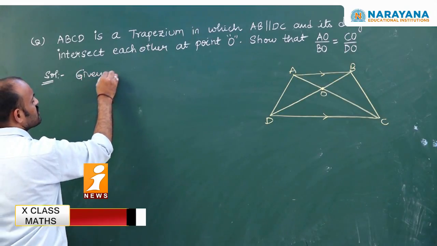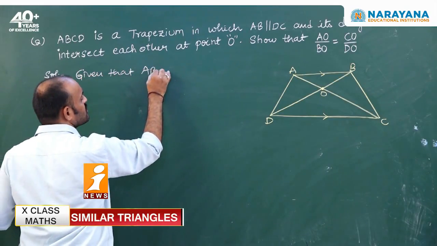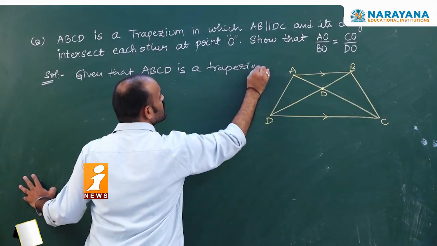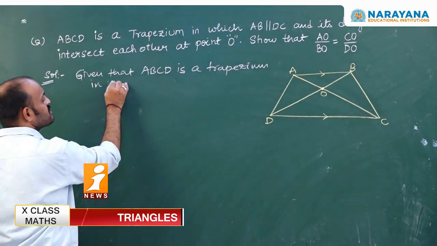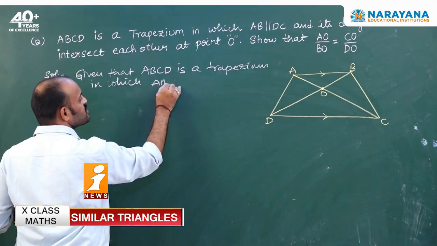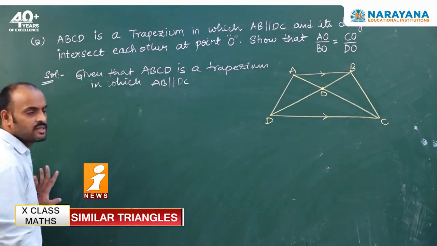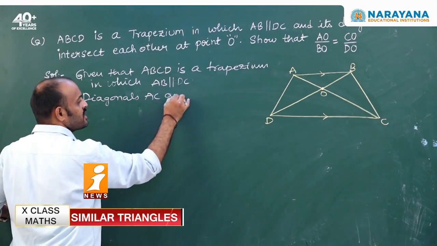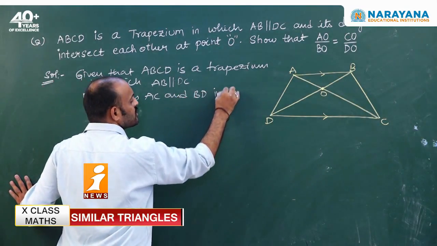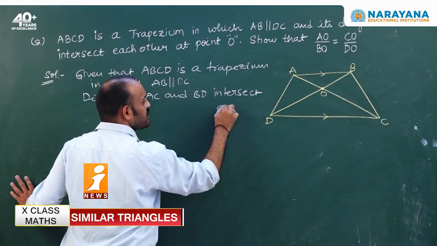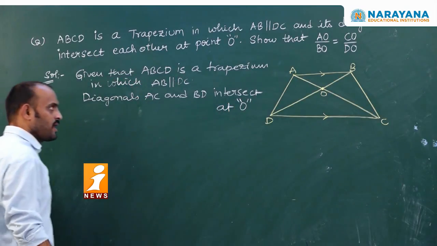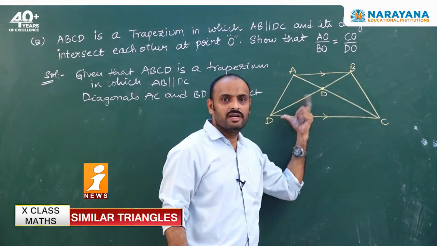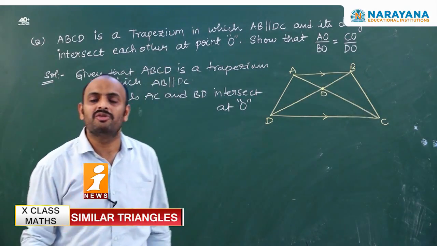Given that ABCD is a trapezium, in which AB is parallel to DC, diagonals AC and BD intersect at O. Now show that AO by BO is equals to CO by DO. So what theorem has to be used here?